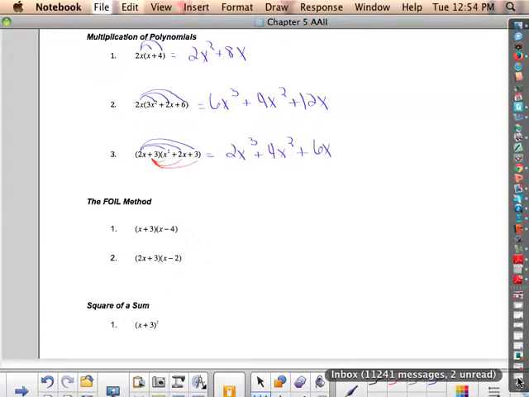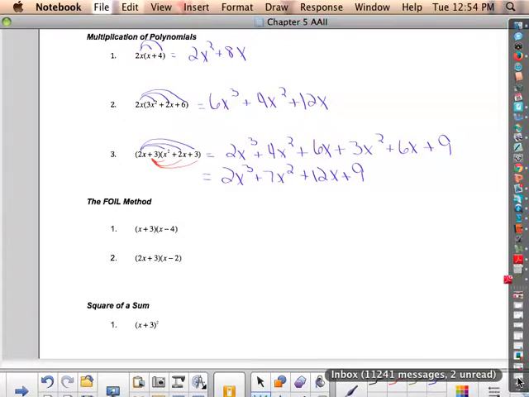Now I'll move over to the second term. 3 times x squared is going to give me 3x squared. 3 times 2x is going to give me plus 6x. And then 3 times 3 is 9. Then you just want to combine like terms. So you have 2x to the third plus 7x squared plus 12x plus 9.